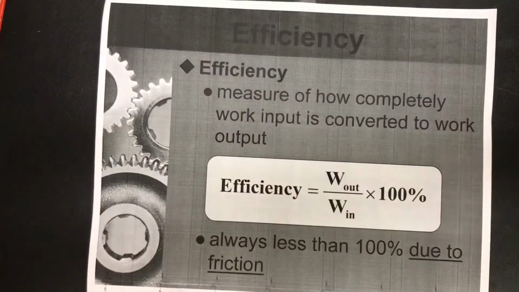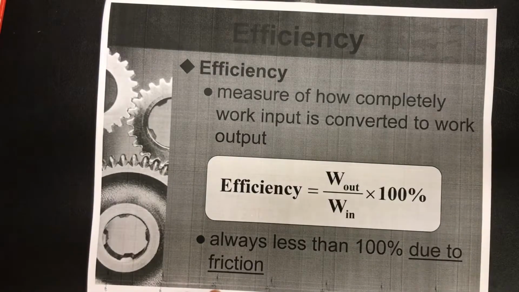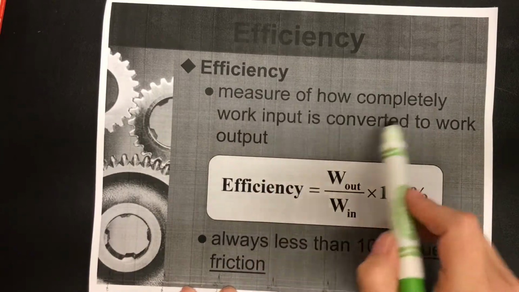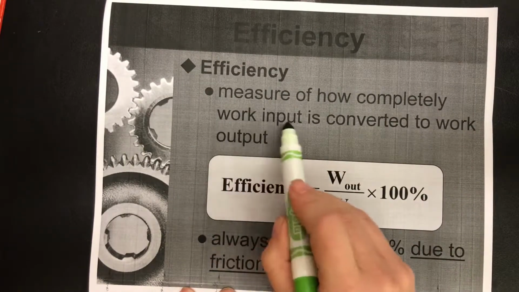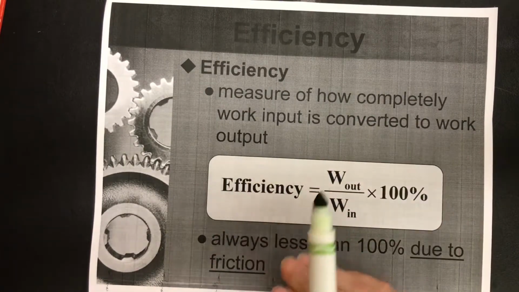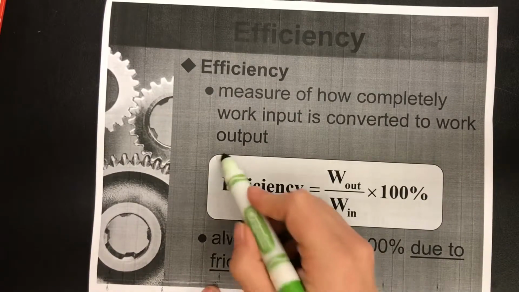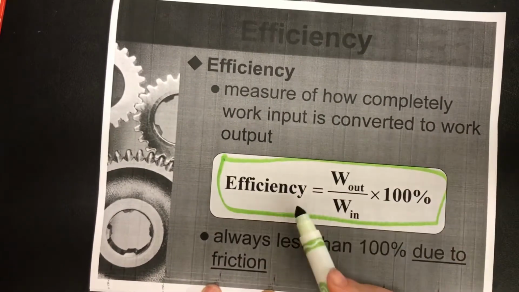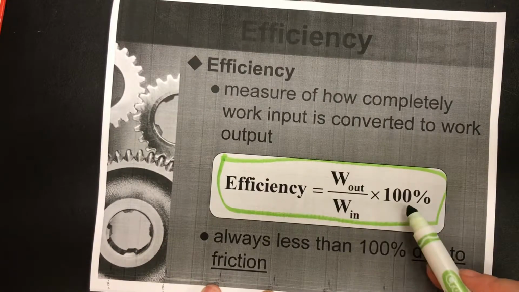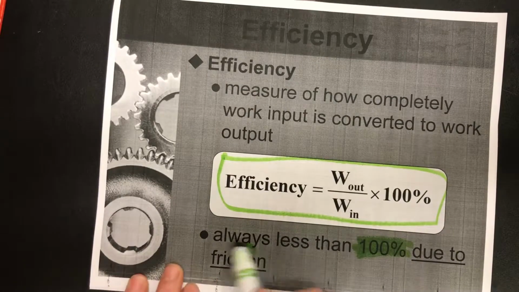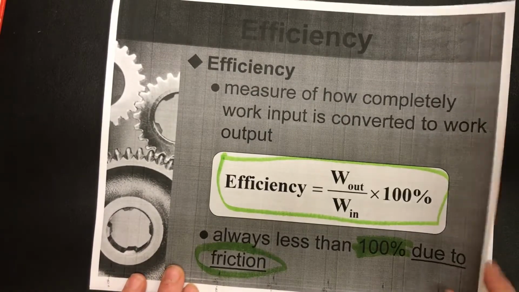Okay? All right, one more formula. Efficiency. If I say you're efficient, that means you're working well. So the higher the efficiency, the better the machine. Efficiency is a measure of how completely work input is converted into work output. So how much of the work you're putting in is coming out of the machine itself. The formula for this is efficiency equals work out over work in times 100. Your number will always be less than 100% because of friction.